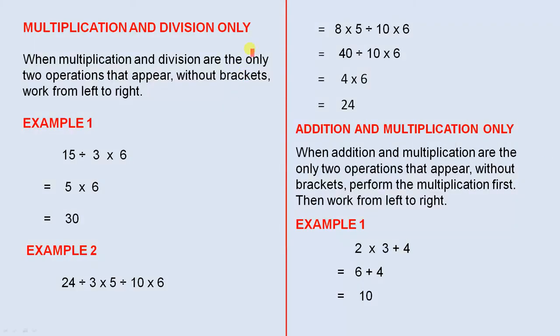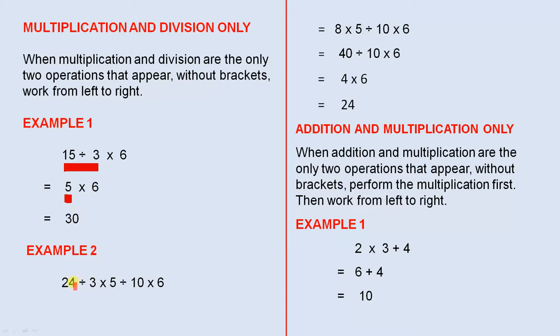Multiplication and division only. So just when multiplication and division occur. When multiplication and division are the only two operations that appear without brackets, work from left to right. Example 1, 15 divided by 3 multiplied by 6. So we just work from left to right. 15 divided by 3 gives us 5. So we have 5 times 6, and that's 30.